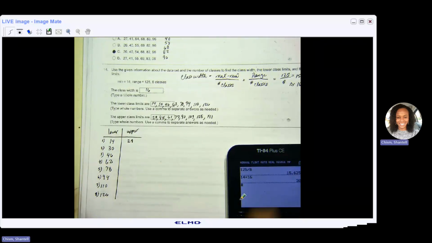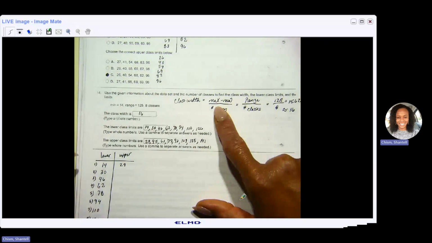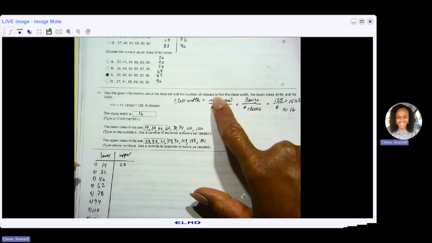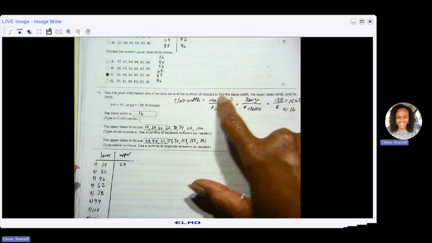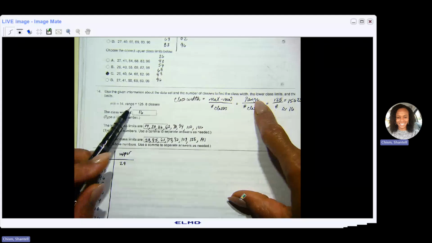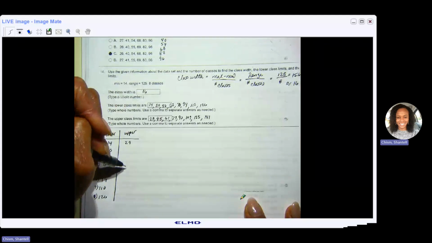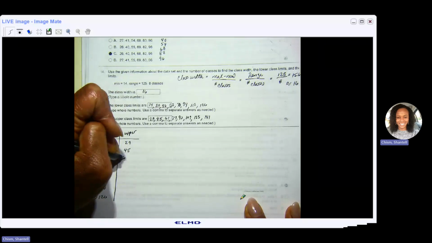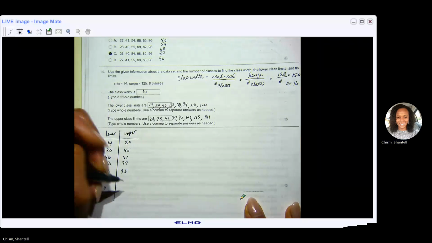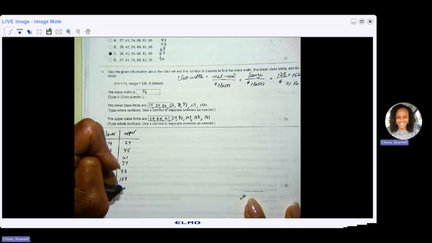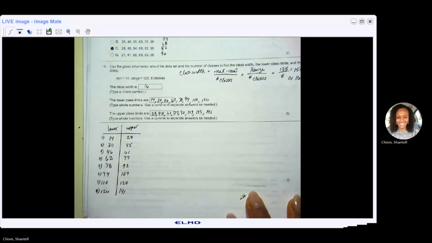Okay? Again, we have done these before. The main difference between 13 and 14 is that they did not give me the max. So instead of finding the max minus the min, I said, well, that by definition is just the range. They did give me the range. Okay? And then I just added the class width again here, 45, 61, 77, 93, 109, 125, 141. Okay?